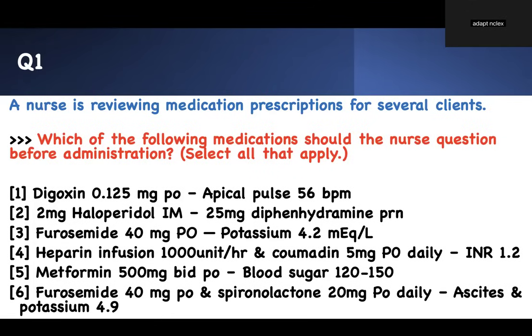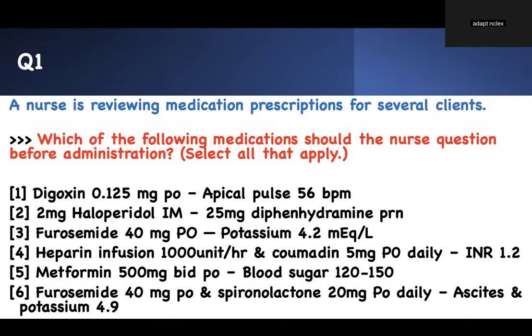Heparin infusion drip in addition to Coumadin, but look at the INR, 1.2. That means the patient's INR is not therapeutic. You can bridge heparin and Coumadin together. That's the concept I want you to take with this question. Metformin, 500 milligrams BID. That's the usual dose. The glucose is that. It's fine.